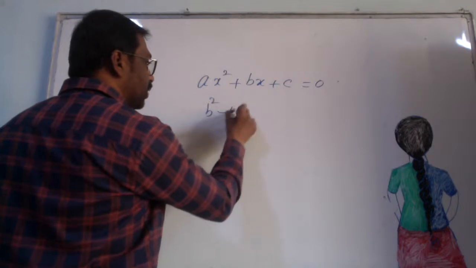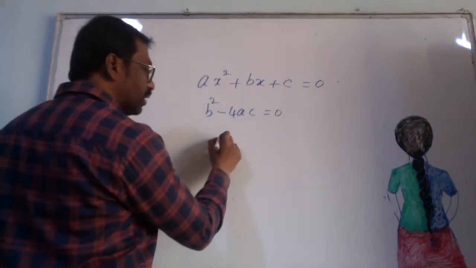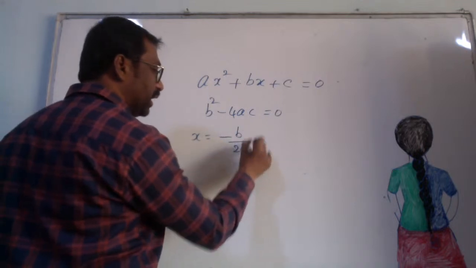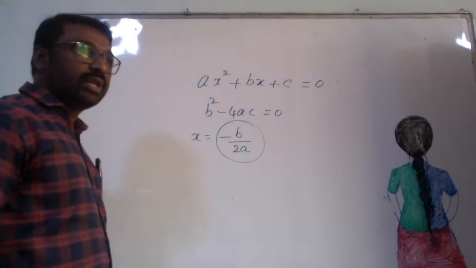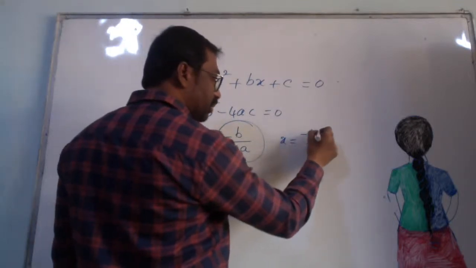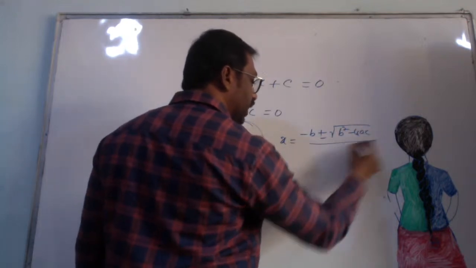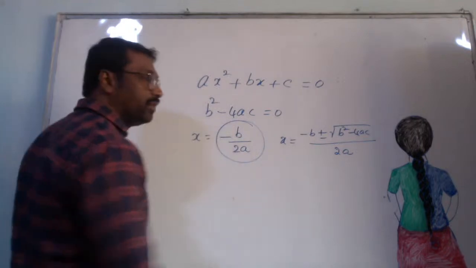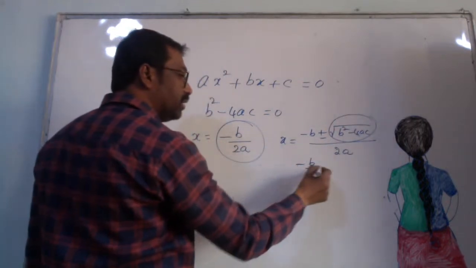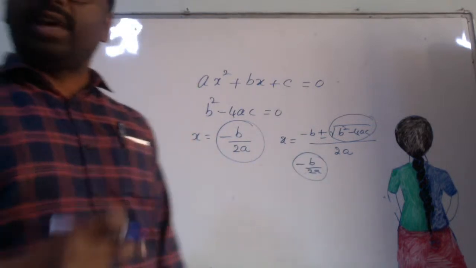Suppose b square minus 4ac equal to 0, then what is the equal root? That equal root x value is minus b by 2a. How to get this one? In the formula minus b plus or minus square root of b square minus 4ac by 2a, if you put b square minus 4ac as 0, then you get minus b by 2a. So it has only one real value.